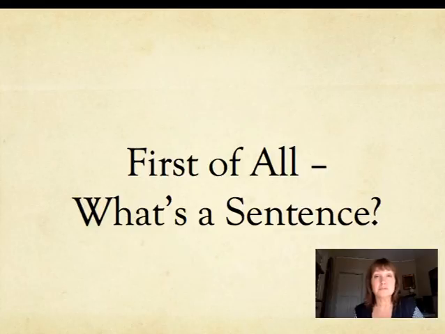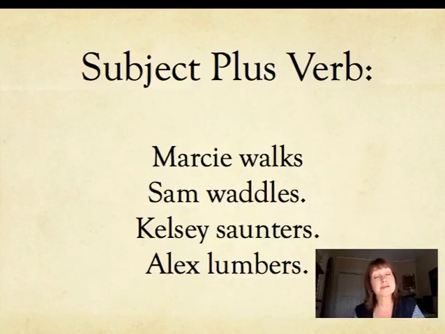First of all, we have to figure out what a sentence is. A sentence, as I'm sure you learned long ago, is a subject plus a verb. Marcy walks, Sam waddles, Kelsey saunters, Alex lumbers. The great thing about the verb to walk in English is that we have so many words available to us. Word choice in English is phenomenal. It's a great thing to talk about. You can dawdle, you can hike, you can tromp, you can stomp, you can traipse. All of these words make your writing more interesting.